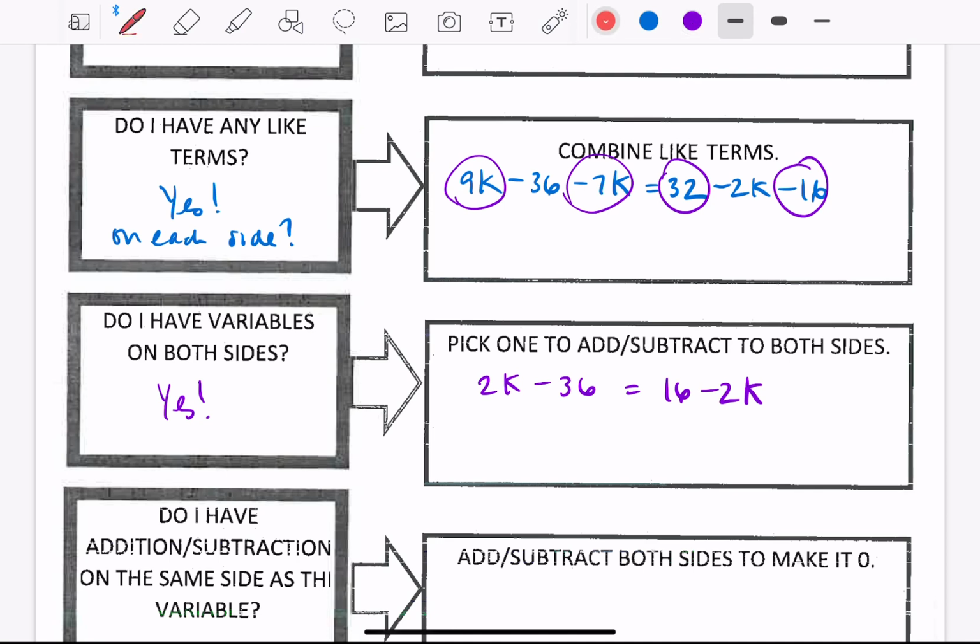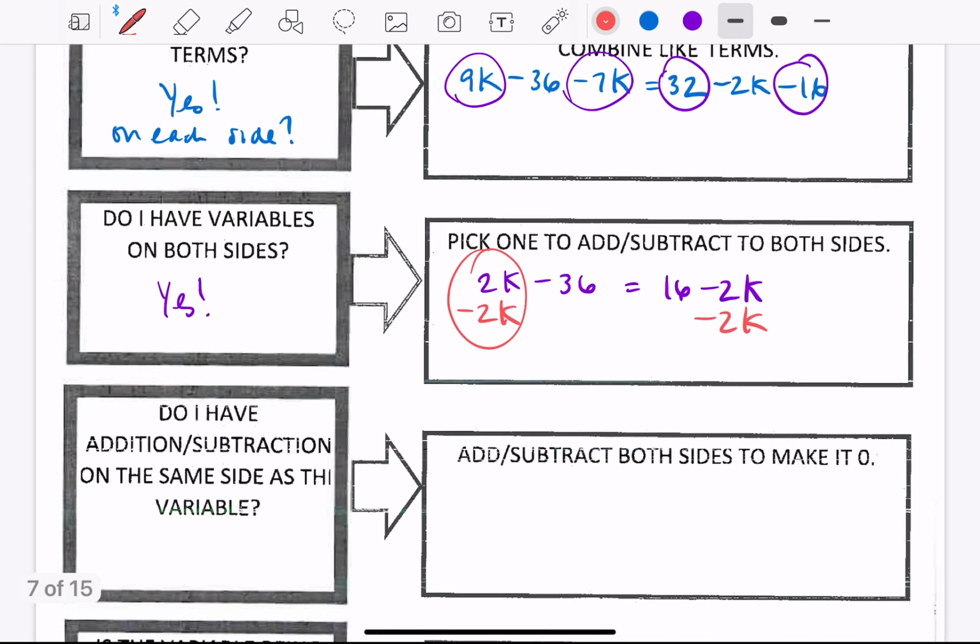So let's pick 2k, get rid of 2k. So we're going to subtract 2k to make this 0. So we're going to subtract 2k over here as well. So when we do that, we just bring down our minus 36, and we end up with 16, and negative 2 and negative 2 is minus 4k. So now I have a two-step equation.